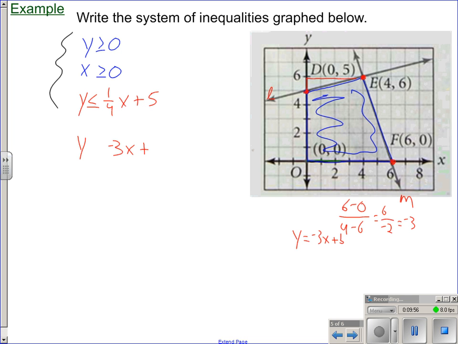Back from chapter 1. Choose one of your 2 points, plug it in for x and for y. I'm going to go with point F. The y value is 0, negative, oops, negative 3 times the x value of 6 plus b. So negative 18 plus b equals 0. b has to be a positive 18. There's our y-intercept. Now, we are shading below this line, and it is a solid line. So y values less than or equal to.